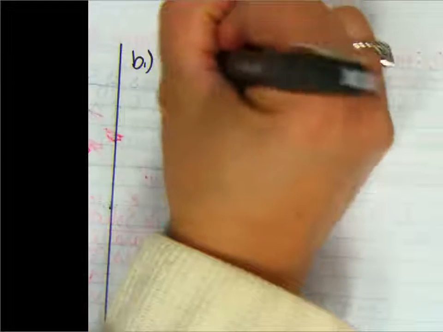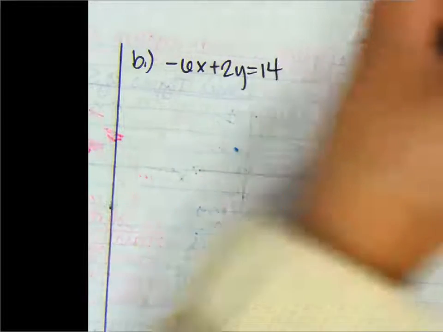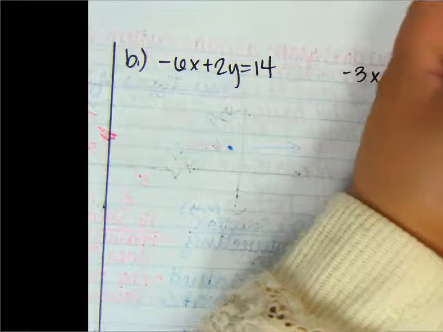All right, you're going to do one. Negative 6x plus 2y is equal to 14, and negative 3x plus y equals 3.